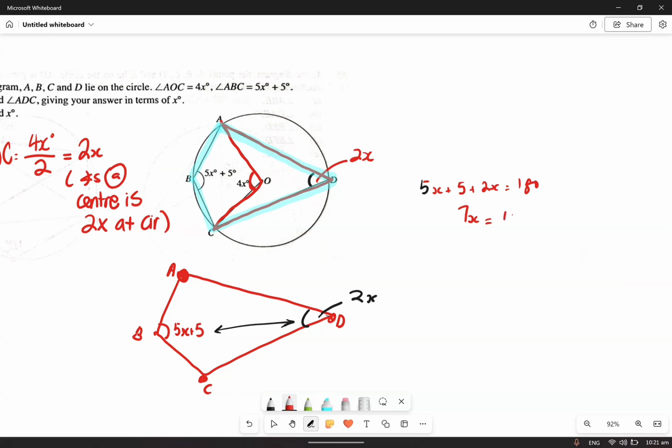7x is equals to 180 minus 5, right? So 7x is equals to 175. Is this something that you can understand? So x is equals to 175 divided by 7. That gives me 25 degrees. Okay, and therefore this is your answer for this question.